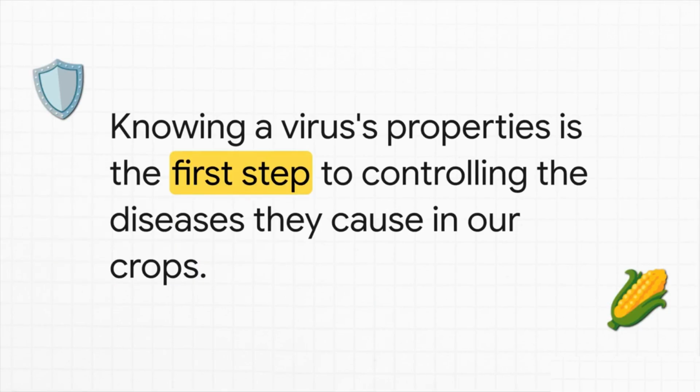And that is the bottom line here. By understanding the physical and chemical reality of a virus, we can identify it, we can track its spread, and we can start to develop real strategies to protect our crops. This isn't just some fun science puzzle. It is the absolute first line of defense for our global food supply.